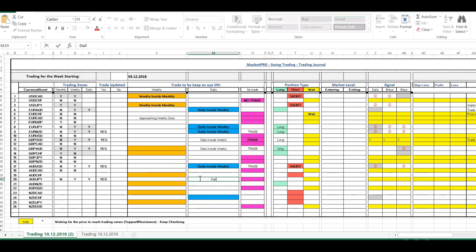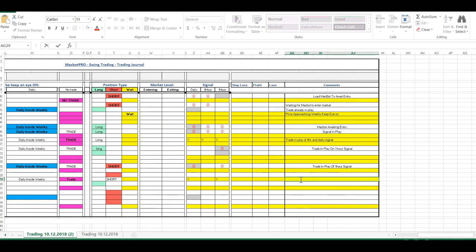Daily. Inside weekly. Trade. Trade type, short. And that was a daily signal. Right, and a 1 hour signal. Let me fill these in. Okay. Trade in play. And play 1 hour signal. Comments.